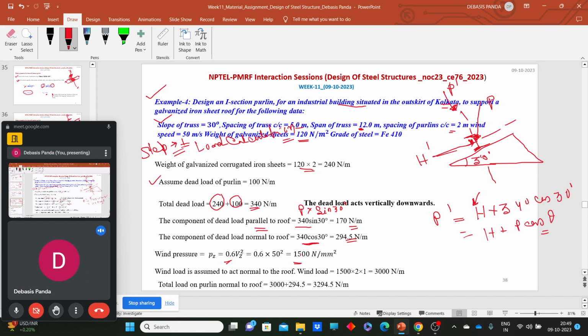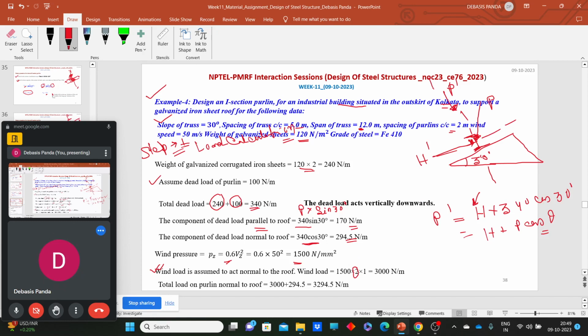So what should be the wind load? For the roof, I have already told you that wind load is assumed to act normal to the roof. So per meter, if we need to calculate the wind load, this is the wind pressure. The spacing of the purlin is 2 meter, and we are calculating the per meter area. So what will be the total wind load now acting normal to the roof?